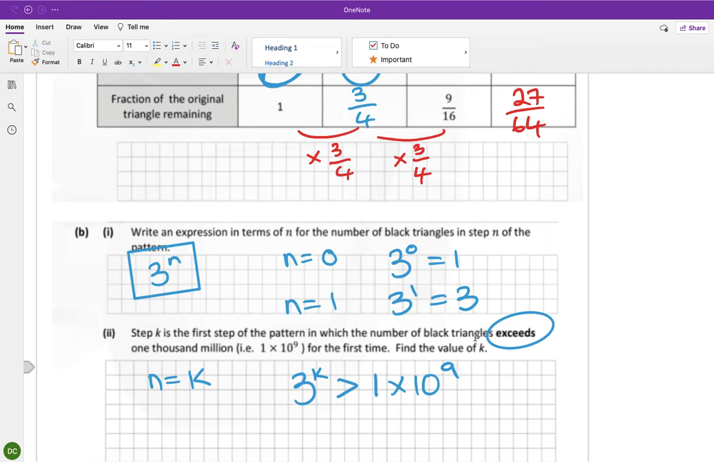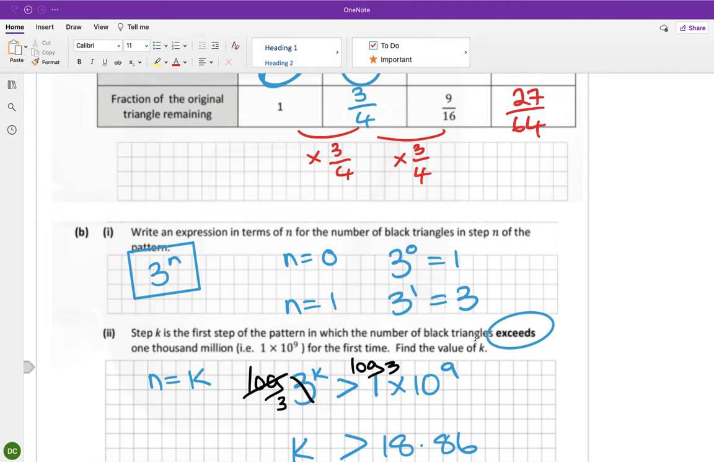Yeah? So we're trying to get K, which is an indice, so we're going to have to take log to the base 3 of both sides. The log to the base 3 cancels with the log to the base 3, leaving you with K. And then log to the base 3 of 1 by 10 to the 9. I'm just typing into my calculator. And I'm getting 18.86.